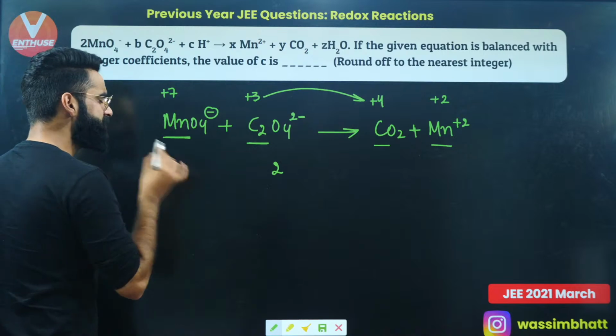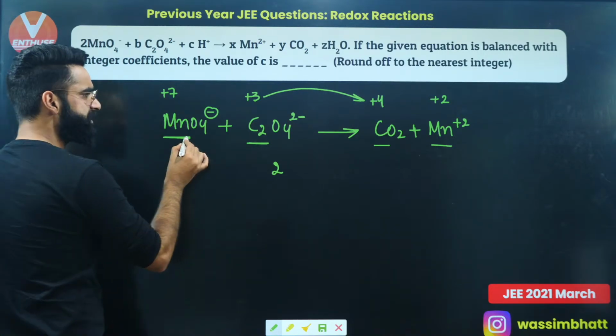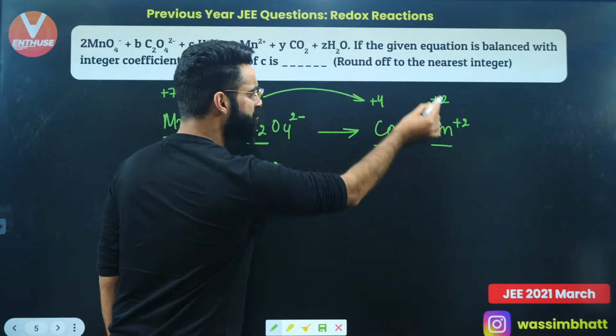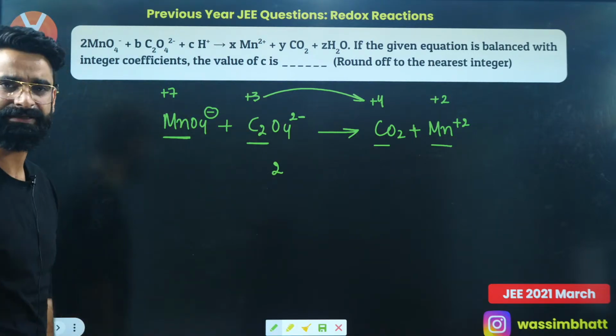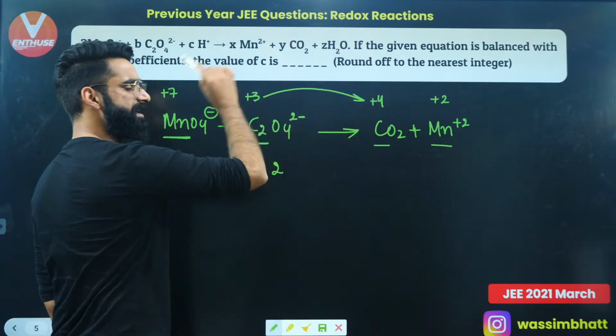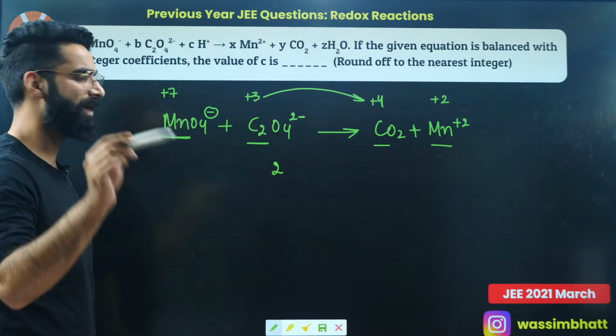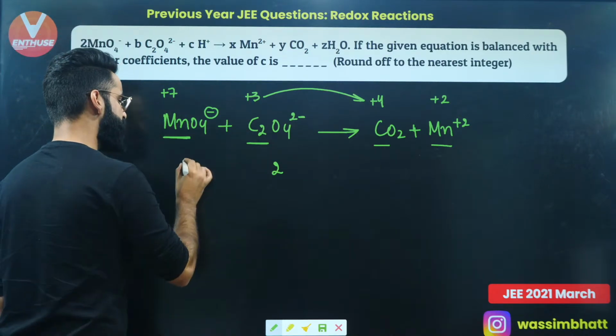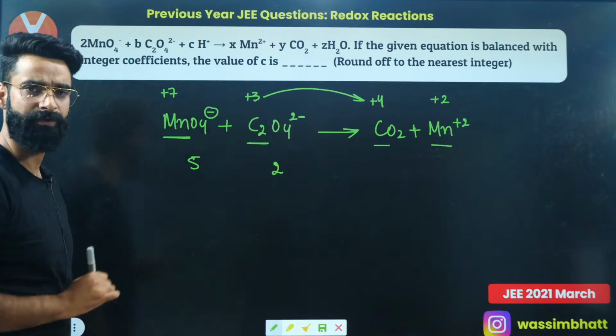Similarly, the oxidation state of manganese is changing from +7 to +2. So what is the change in the oxidation state of manganese? Final oxidation state of manganese minus initial. The value comes out to be what? The value comes out to be 5. So 5 is the N factor of MnO4 negative in acidic medium, right?